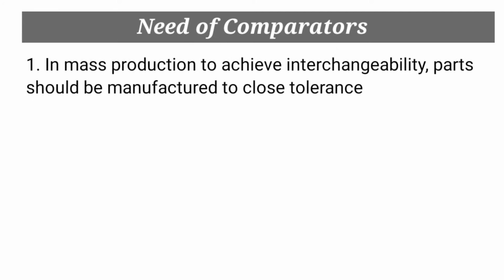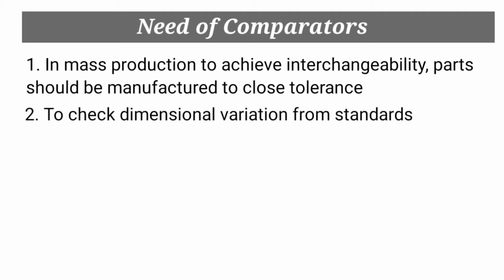In mass production, identical component parts are produced on a very large scale. To achieve interchangeability, these parts should be produced to close dimensional tolerances. As a result, inspection is often more concerned with the dimensional variation from the standard or a basic dimension of the part. To this extent, inspection becomes a process of comparing the manufactured part to the master part designed by the designer.